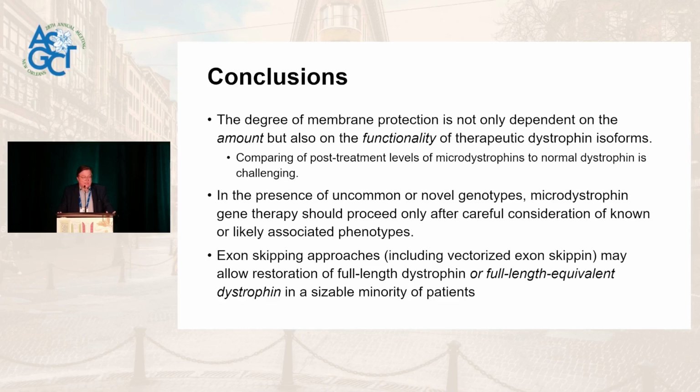I'll add just on the clinical side, in the presence of uncommon or novel genotypes, we probably want to be cautious in recommending microdystrophin therapies until we know the associated genotype or phenotype with a given unusual genotype. And then exon skipping approaches, including vectorized exon therapies, may lead to full-length or full-length equivalent dystrophins, in which case the dystrophin biomarker pattern will be different as well.